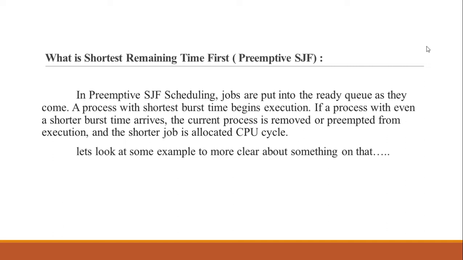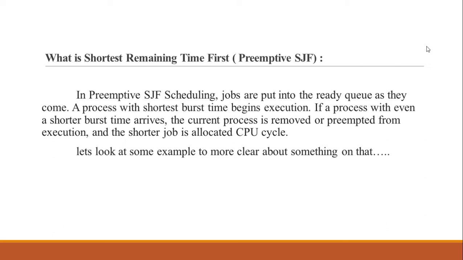Let's go to SRTF. In SRTF, jobs are put into the ready queue as they come, based on arrival time. The process with the shortest burst time begins execution. If a process with an even shorter burst time arrives, the current process is preempted from execution and the shortest job is allocated the CPU. The process runs for one unit of time at a time.